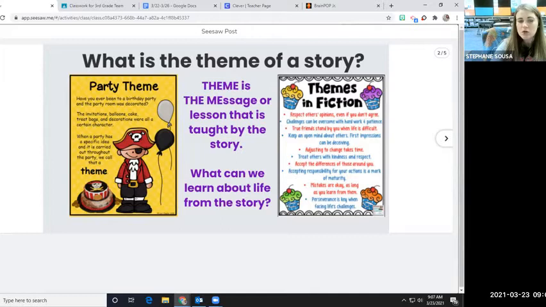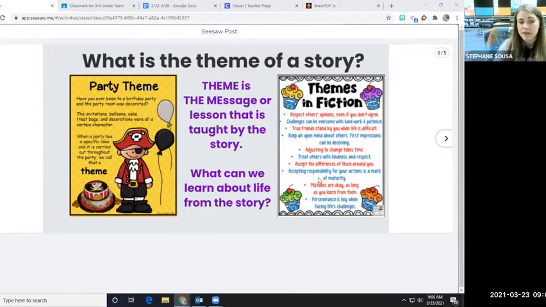Some themes that you might be familiar with are challenges can be overcome with hard work and patience. So if you've ever read a text or seen a movie where the characters faced something really difficult, but they kept working hard, they overcame it. Respect others' opinions, even if you don't agree. True friends stand by you when life is difficult. Treating others with kindness and respect.